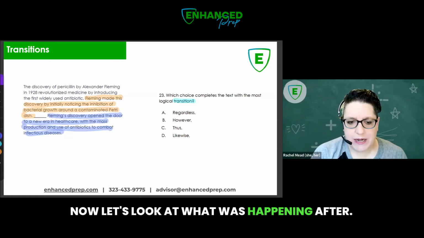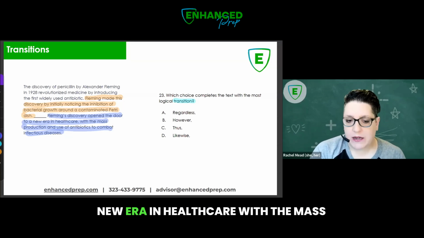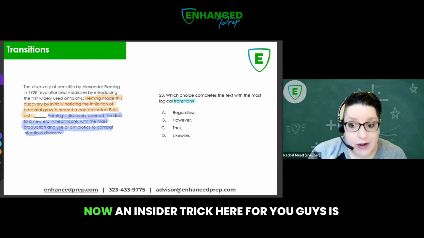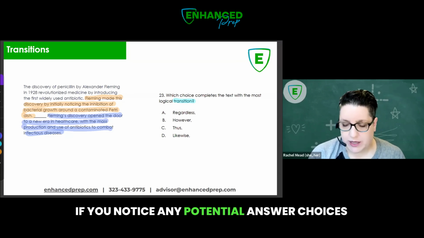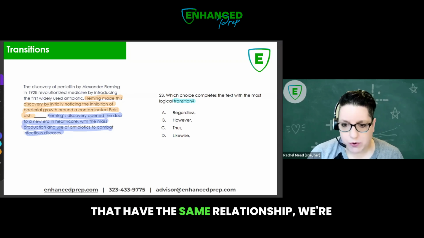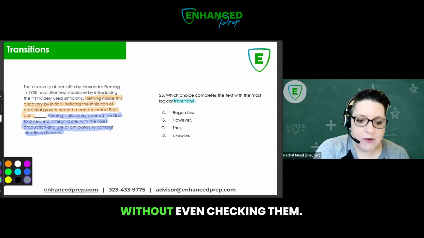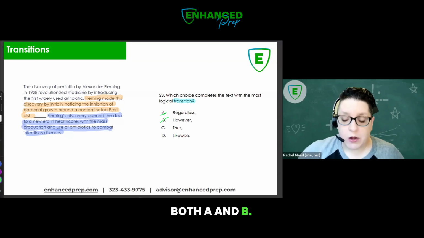Now let's look at what was happening after. Fleming's discovery opened the door to a new era in healthcare with the mass production and use of antibiotics to combat infectious diseases. Now, an insider trick here for you guys is if you notice any potential answer choices that have the same relationship, we're going to be able to eliminate them both right away without even checking them. And I can do that in this case here with both A and B.